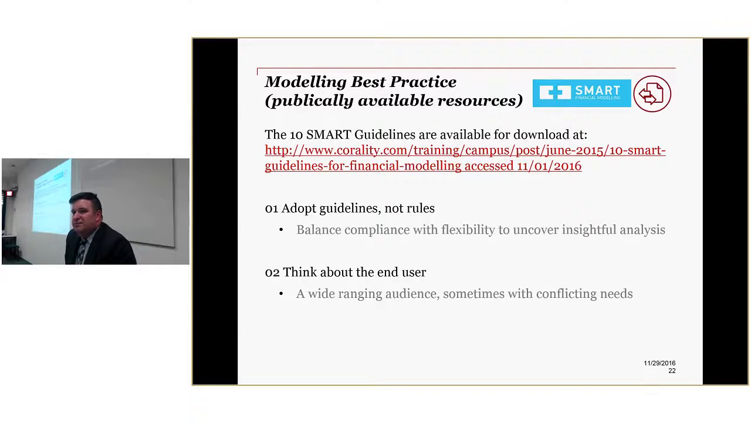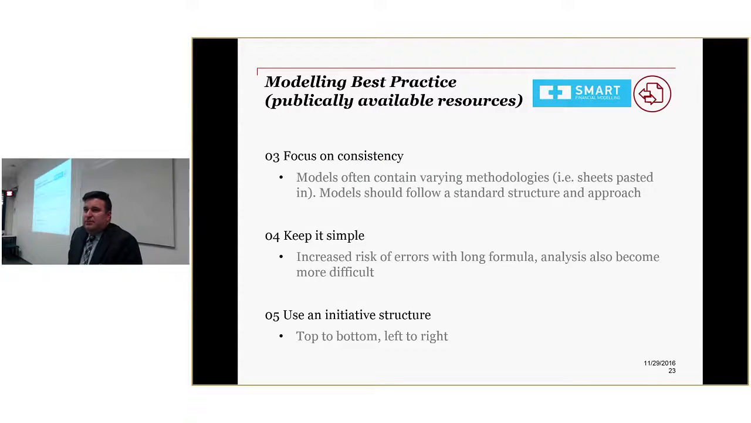Think about the end user. There's a wide-ranging audience there. Sometimes they've got conflicting needs. What someone might want from a model is different to what you need operationally versus someone else strategically. So try and plan that out as you go. Focus on consistency. Models often contain various methodologies. Remember that in FAST, I think it spoke about different users and things like that. One thing that can happen is you can pull in a sheet from somewhere else, paste another one. Every model has it, they all tell a different story. It really starts to impact the way that the flow and structure is being hit.